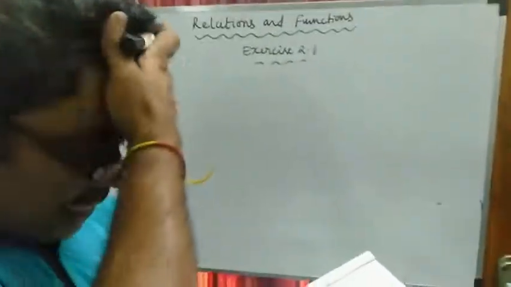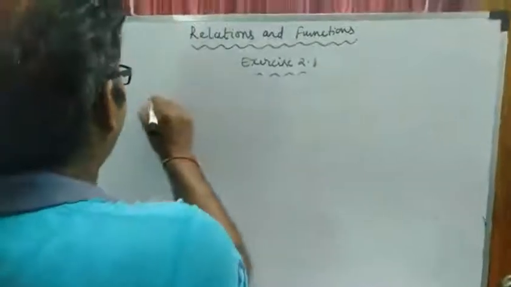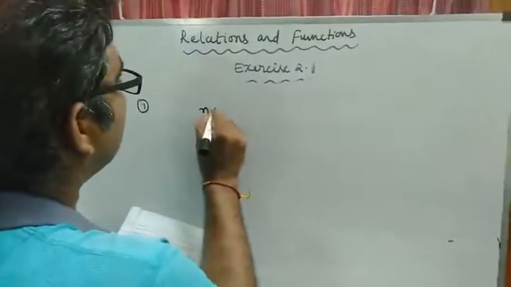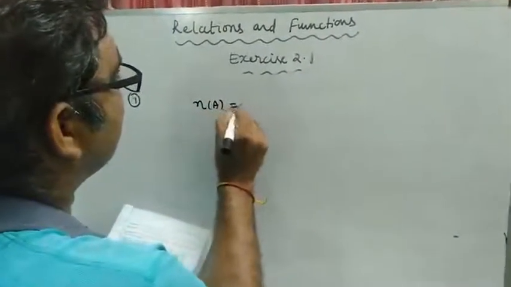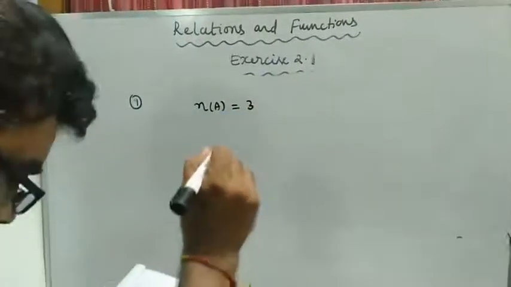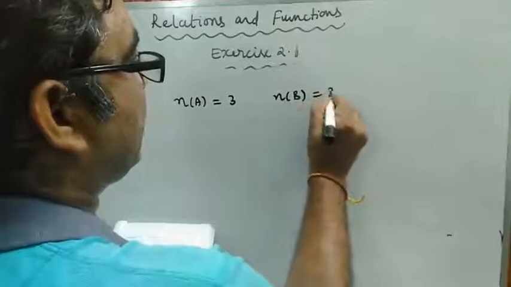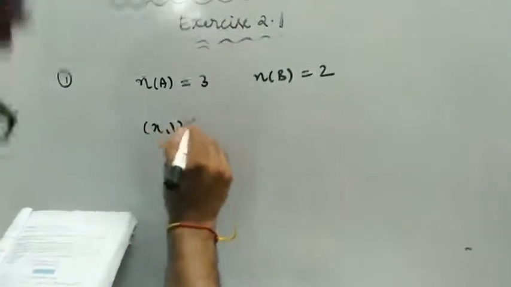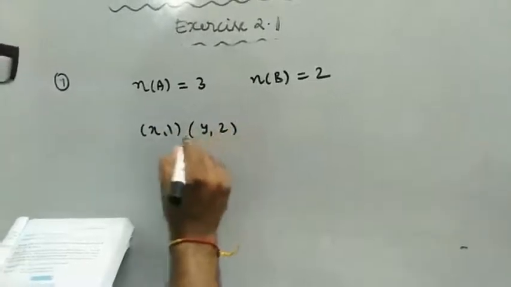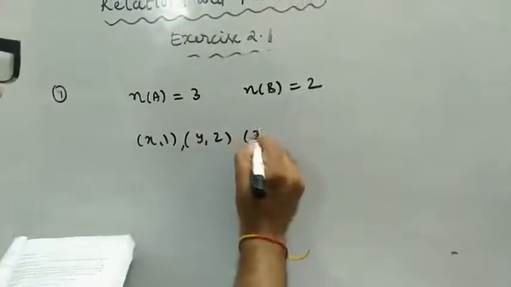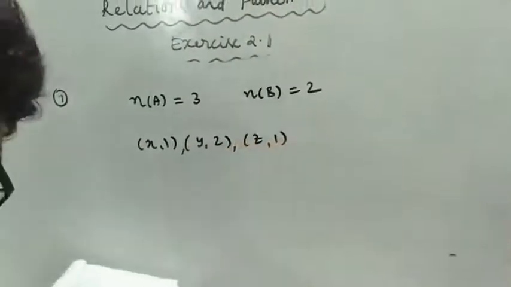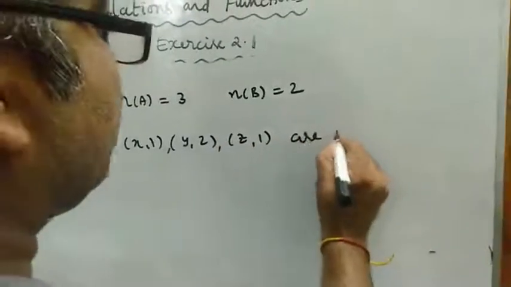See the ninth problem. Let A and B be two sets such that n(A) = 3. Given that the number of elements in set A is 3, and the number of elements in set B is 2, if (x, 1), (y, 2), (z, 1) are in A cross B.